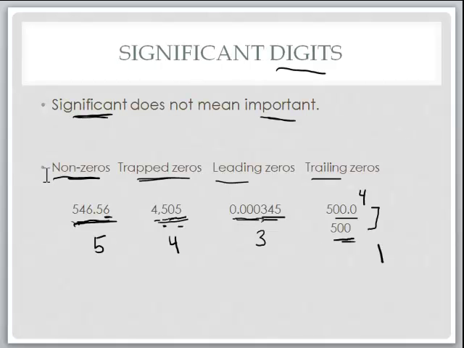And then the other thing we talked about are significant digits. Significant does not mean important. They simply mean the digits that are represented from the measuring device. Non-zeros are significant. Trapped zeros are significant. Leading zeros are never significant. Trailing zeros are significant if a decimal point is physically written in the problem. In the next vodcast, we're going to go over how you calculate using significant figures.